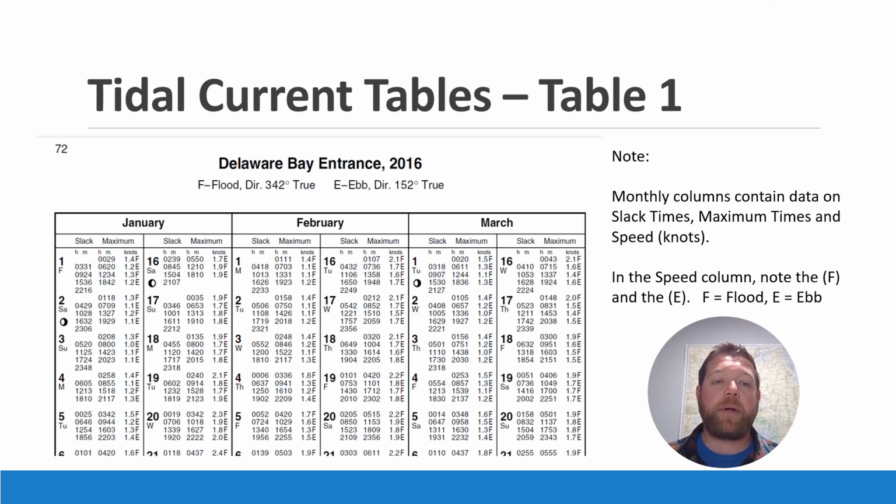Okay, so here's our table 1, where, like I said, we have our primary stations. It gives us this Delaware Bay entrance. The flood direction is 342 degrees true, ebb direction is 152 degrees true, and then it breaks it down just like before, the month, the days, and then let's take a look a little bit closer at one of these days.